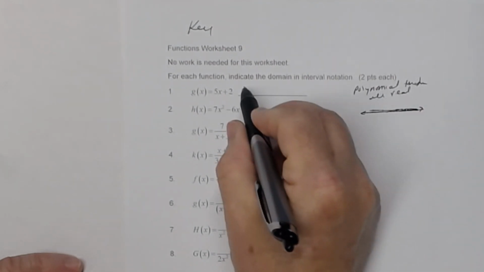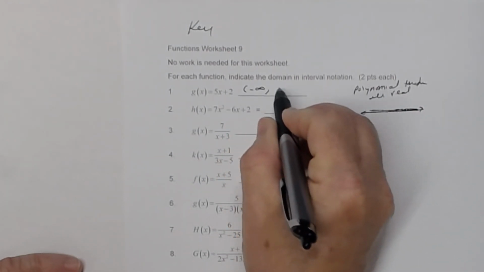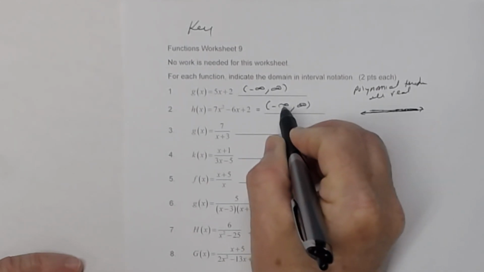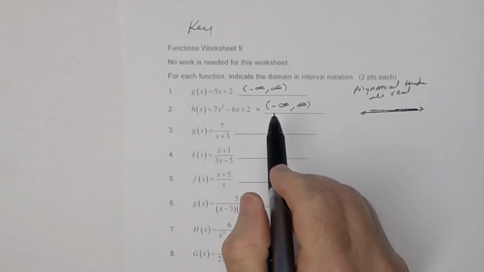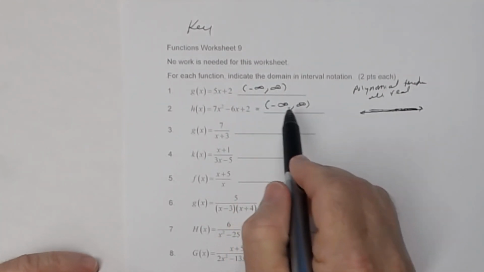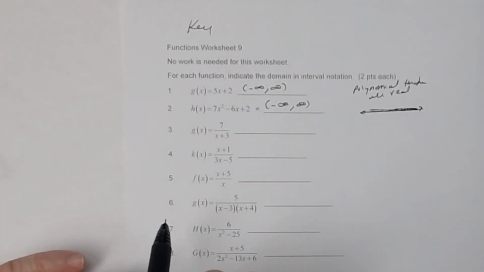And so in terms of interval notation, that's going to be negative infinity to infinity in both cases. So negative infinity to infinity. And whenever you have infinity, negative infinity, it's always going to be parentheses that's associated with it.